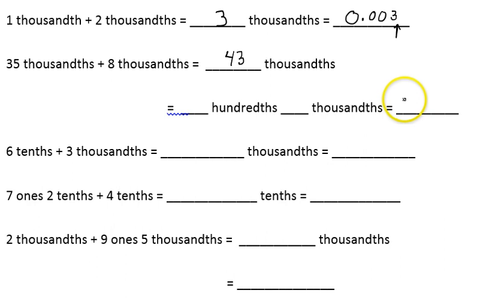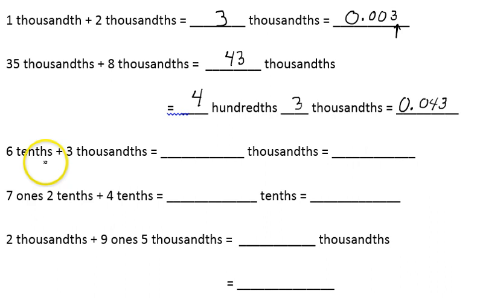What's helpful is if I write the number in standard form first. So I know that the 43 needs to stop in the thousandths place. So now I can see that when I have 43 thousandths, I have 4 hundredths and 3 thousandths, because 40 thousandths is the same as 4 hundredths.